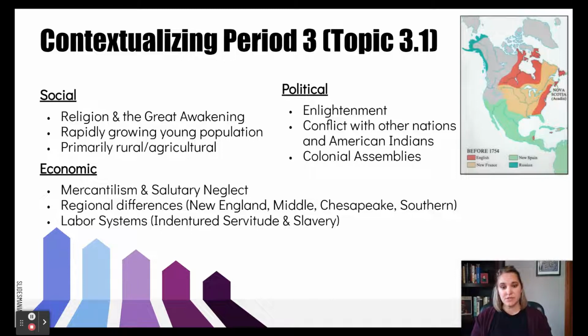We have significant differences between our 4 colonial regions, which leads to different attitudes in the Revolutionary War, different economic motivations. And we also have labor systems that are continuing on in this period. Indentured servitude has waned significantly and slavery is growing. So those are some of the ideas and developments that are happening in the time period.